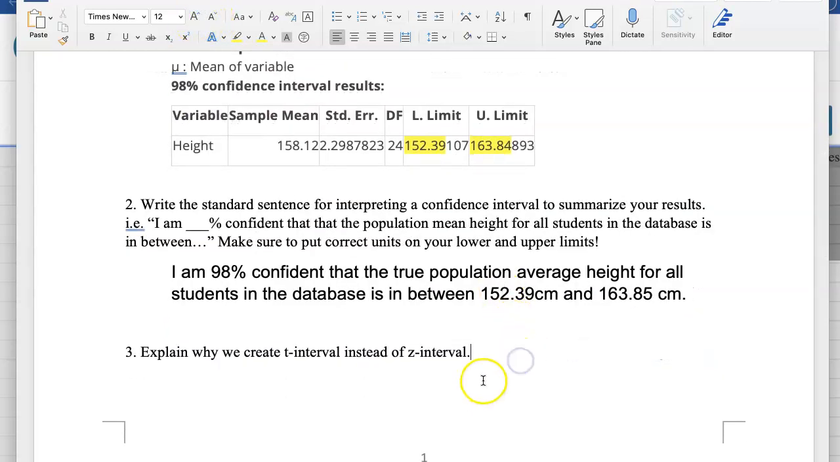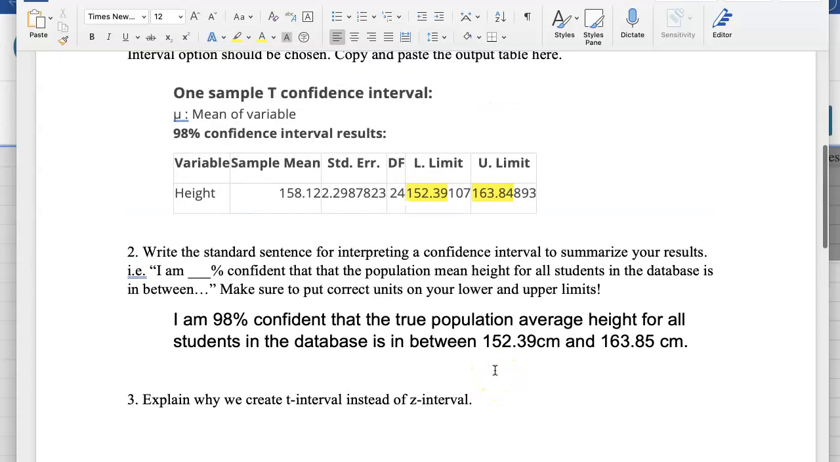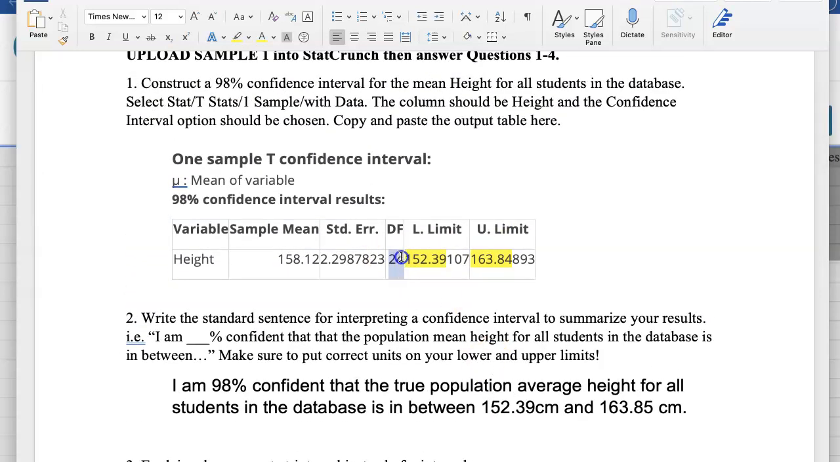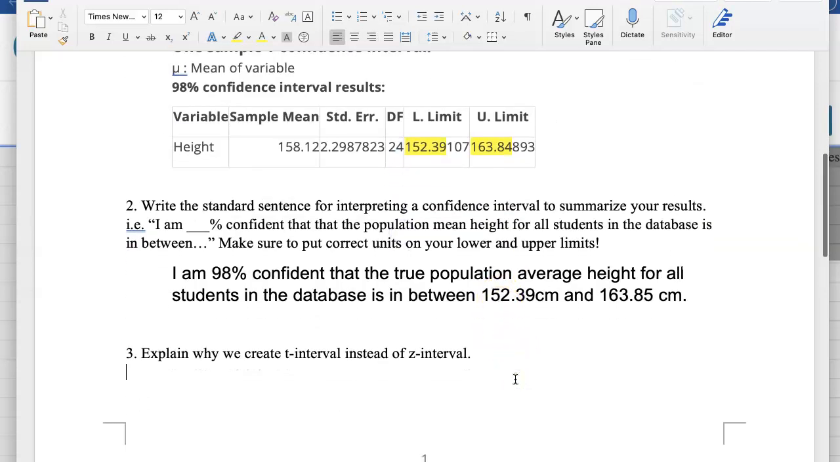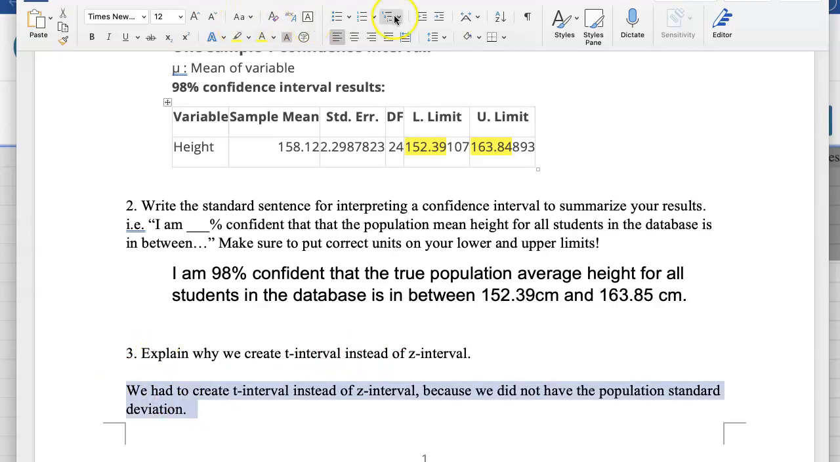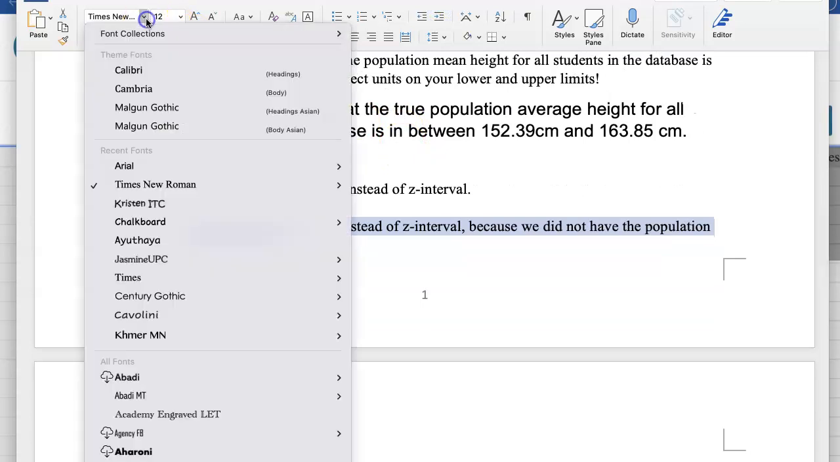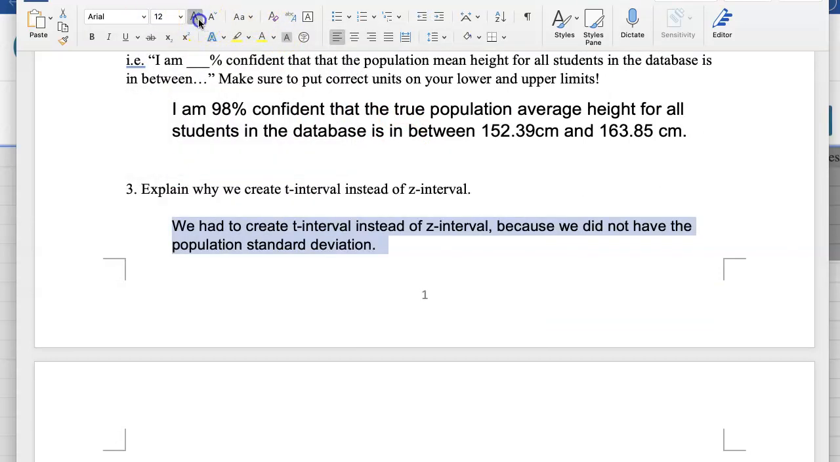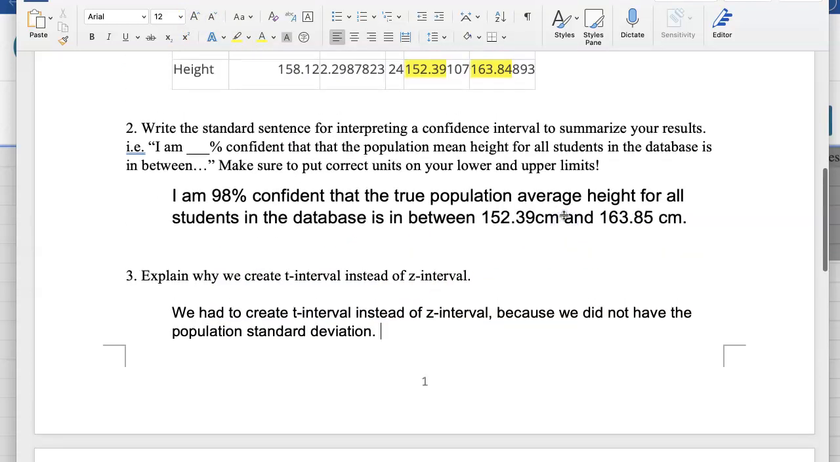Okay? Explain why we create a T interval instead of a Z interval. Well, the sample size was 25, but we used, I'm going to type why, we had to create a T interval instead of a Z interval because we did not have the population standard deviation. So that's the answer that we're going to put for number 3. And this is what I'm going to ask you again on your final exam. Oh, I'm sorry, not final exam, final project. Why do we have to use a T interval instead of a Z interval? Because we don't have the population standard deviation.